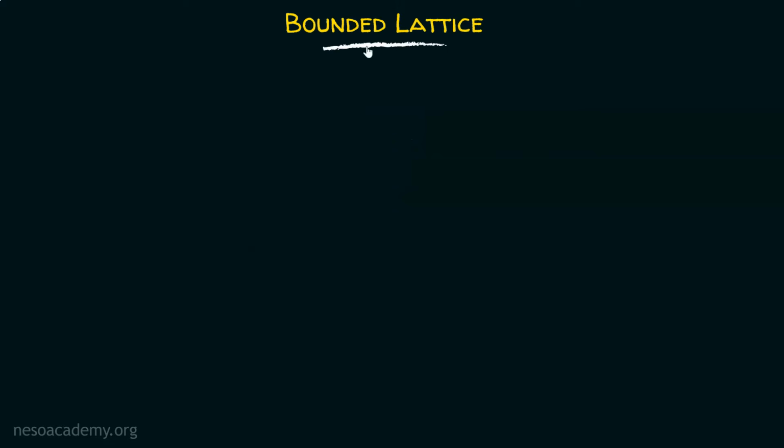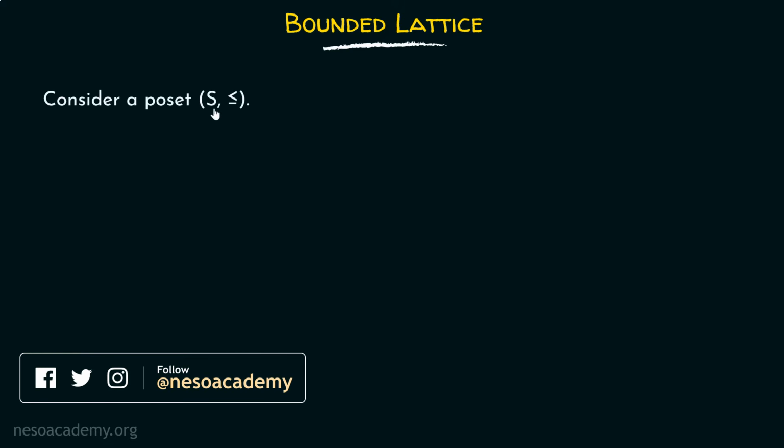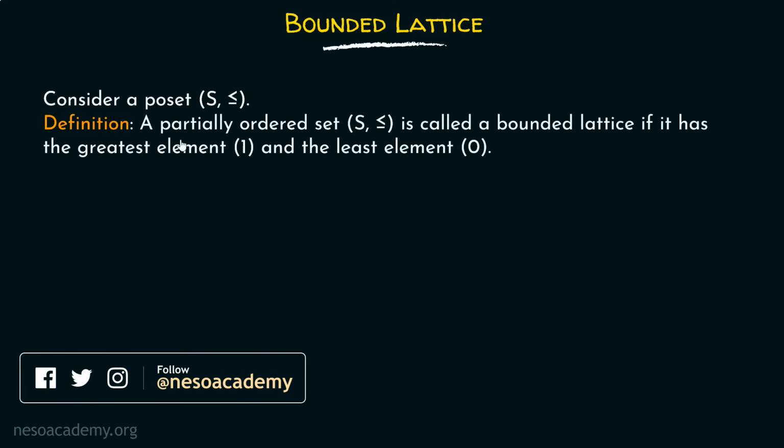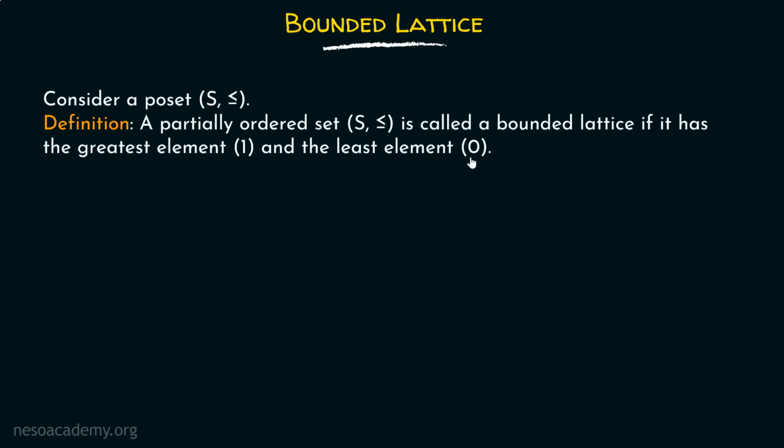Okay, now let's discuss what is a bounded lattice. Consider this particular poset (S, ≤), where S is some set and ≤ is some relation. Now, the definition of a bounded lattice is as follows. A partially ordered set (S, ≤) is called a bounded lattice if it has the greatest element 1 and the least element 0. Simple. Okay? If a particular lattice has a greatest element and the least element, then it is called a bounded lattice.